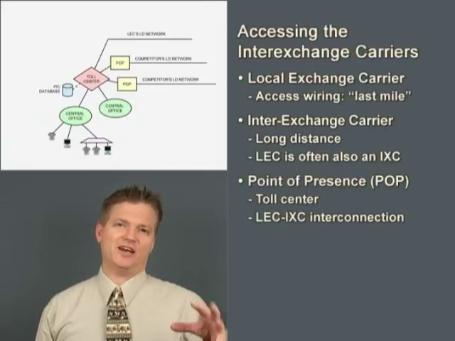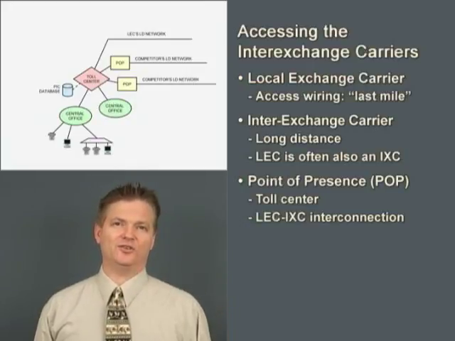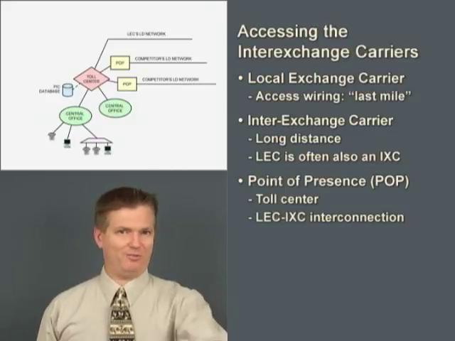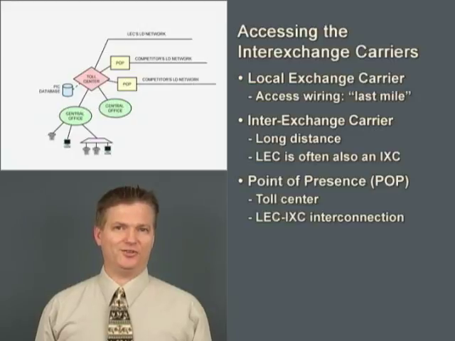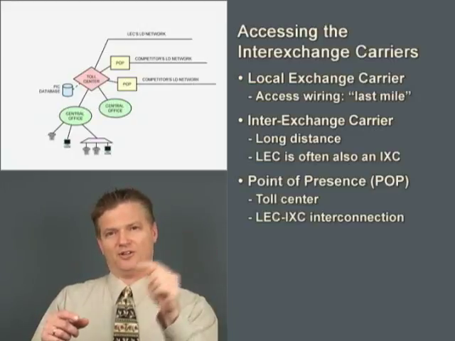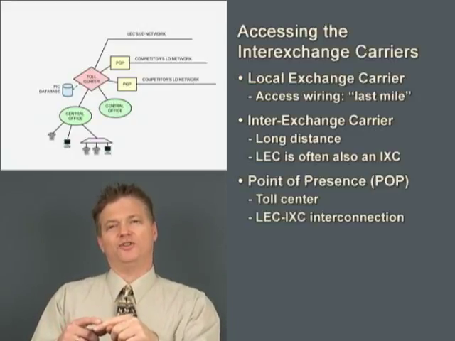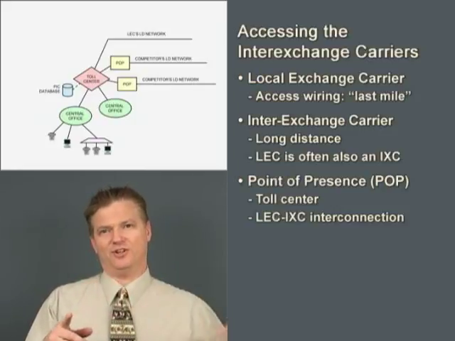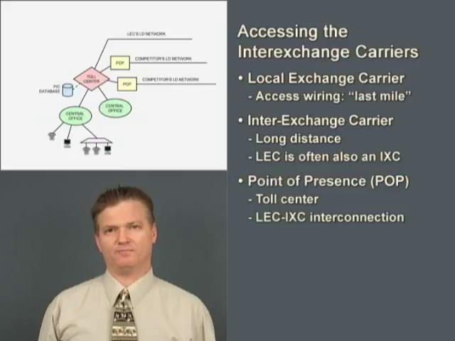Point of presence doesn't have to be physically located in the toll center. It could be in a building across the street with a big fiber optic cable running into the toll center. They just have to be able to plug onto the toll switches, which are operated by the local exchange carrier, in order to siphon off long-distance phone calls.